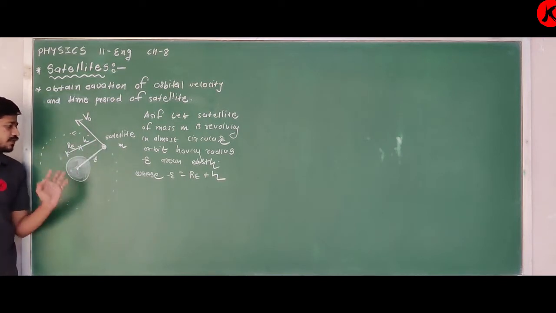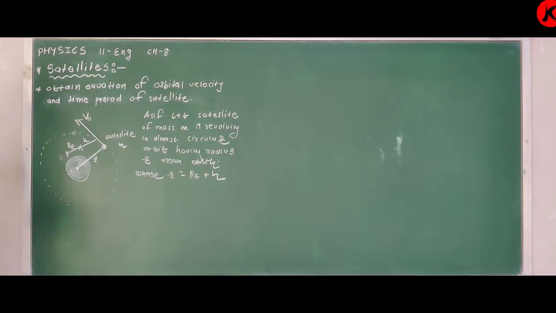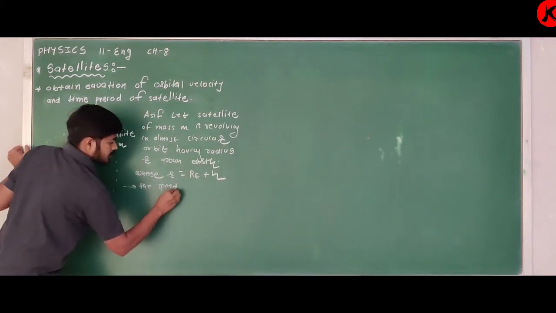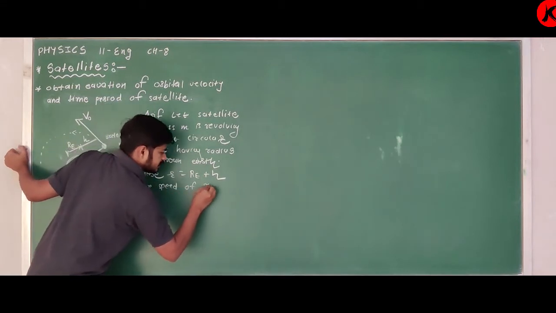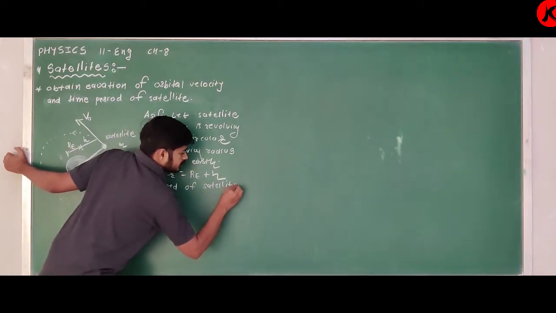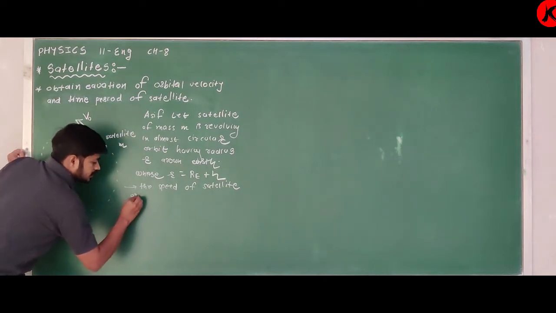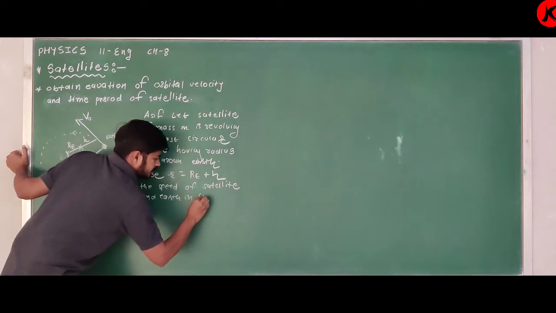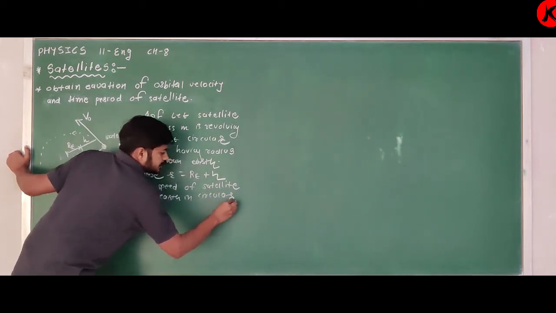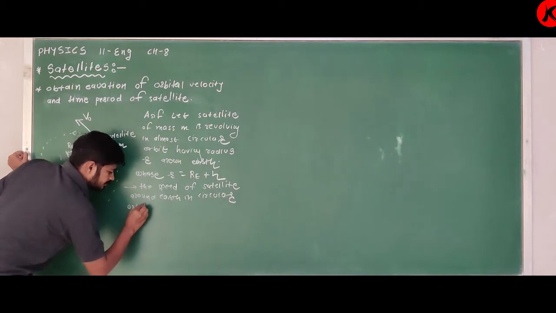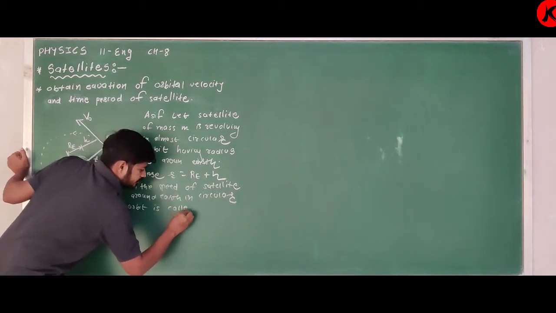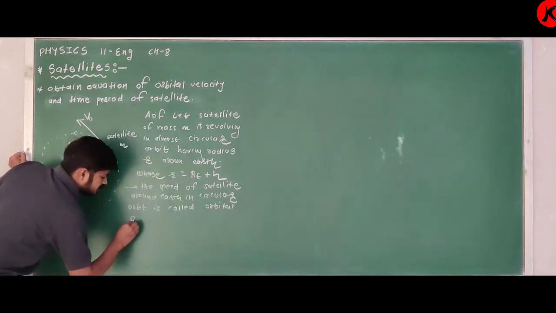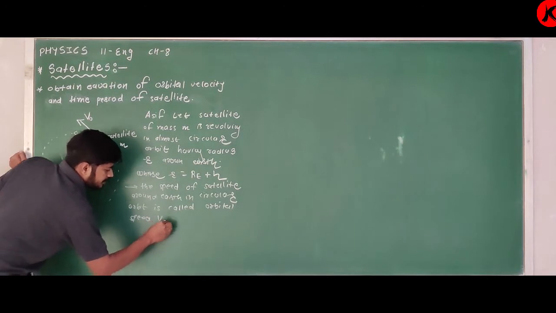Now, as shown in the figure, this satellite is revolving around Earth with some speed. The speed or velocity of the satellite around Earth in a circular orbit is called orbital speed or orbital velocity.